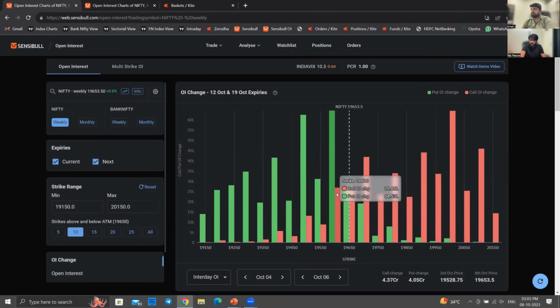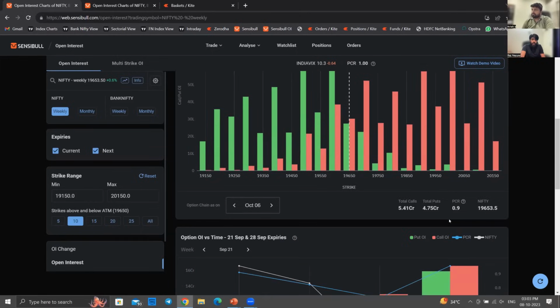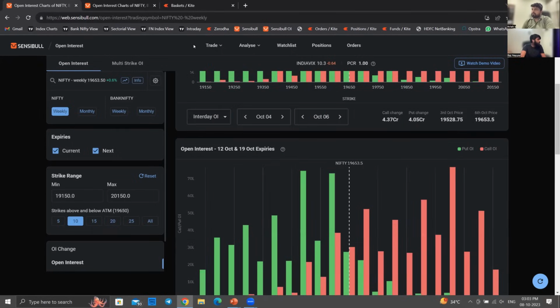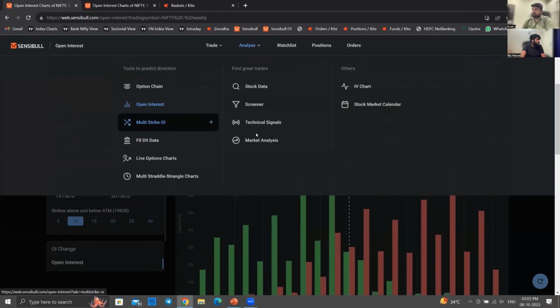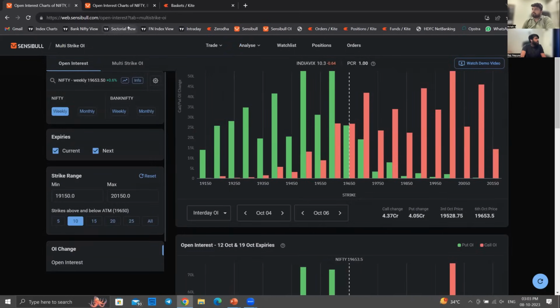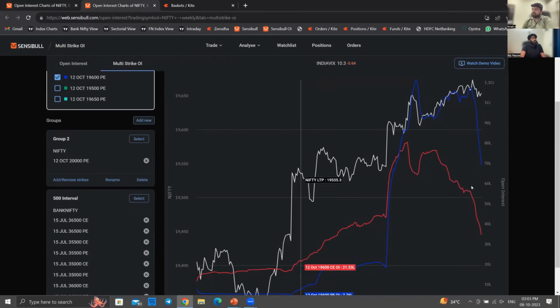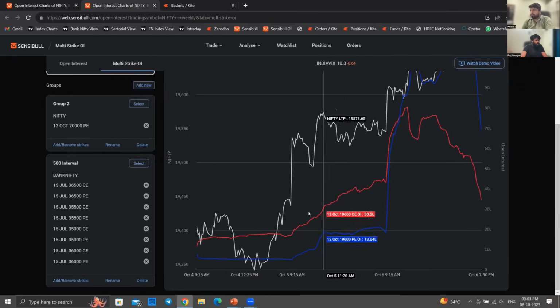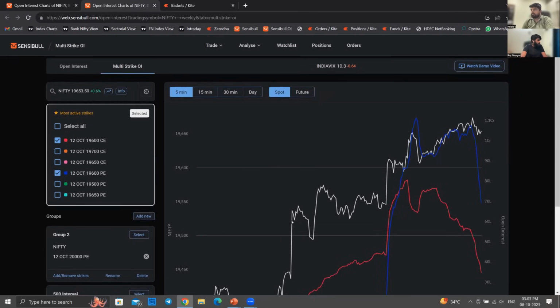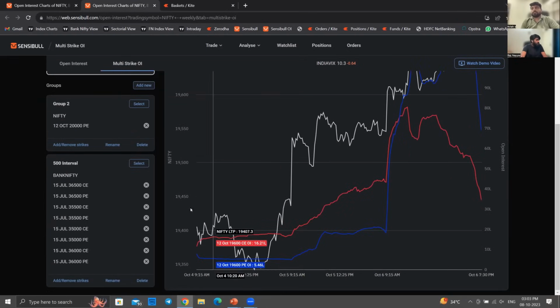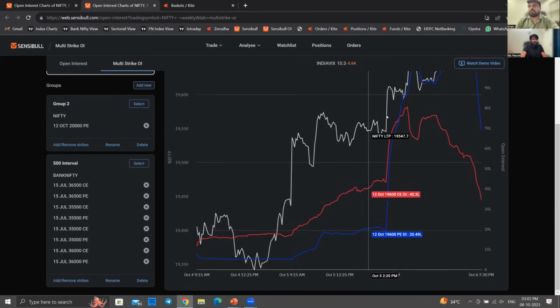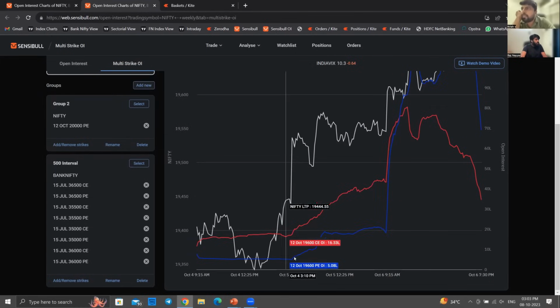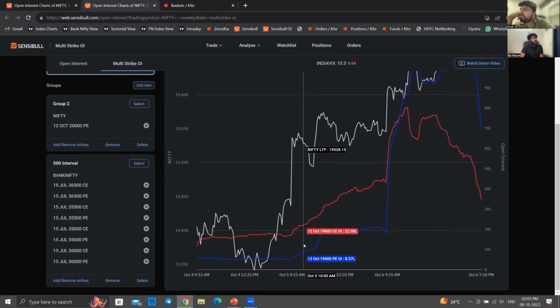Then I look at the main OI, where the PCR, the put call ratio, values are, and then I go into multi-strike OI. Let's look into what it gives us. The white line here is the Nifty market price. The blue line is 19600 put OI, and the red line is 19600 call OI.